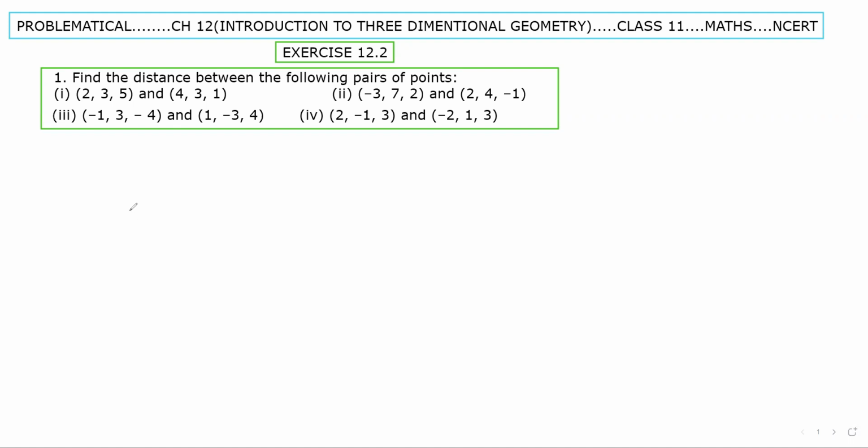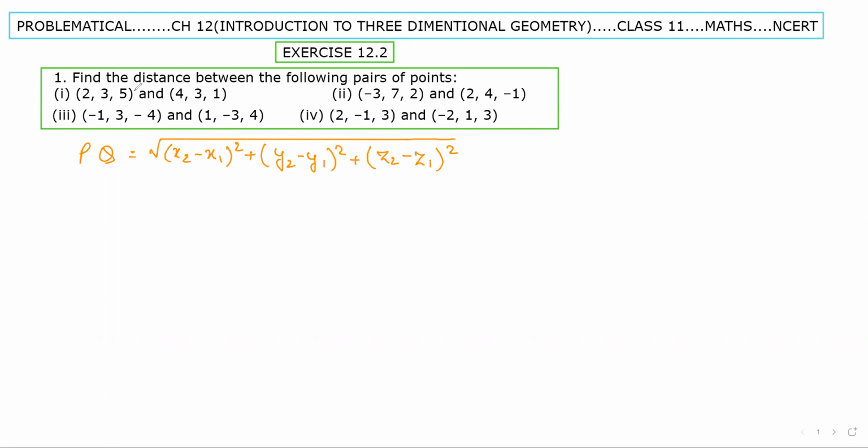Today we'll be discussing exercise 12.2. The first question is: find the distance between the following pairs of points. Now to find the distance in this case we require a distance formula. The distance formula is PQ equals root of (x2 minus x1) whole square plus (y2 minus y1) whole square plus (z2 minus z1) whole square.